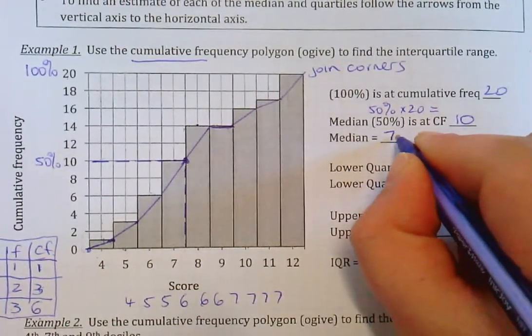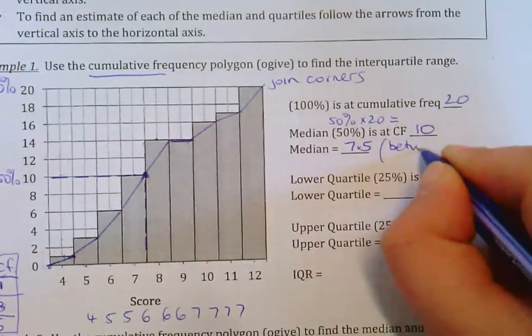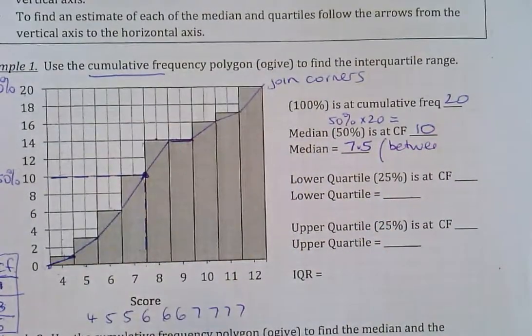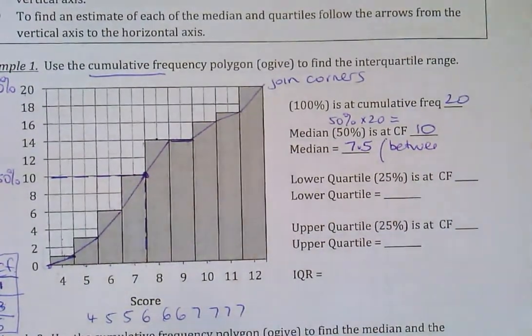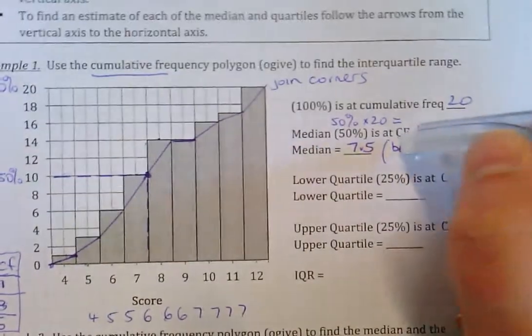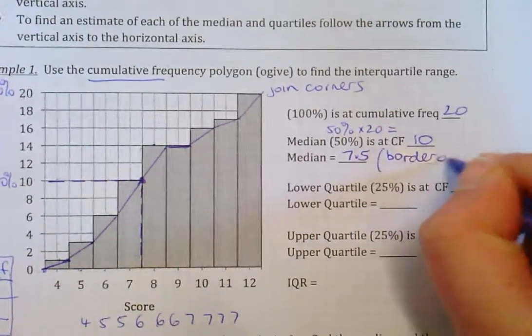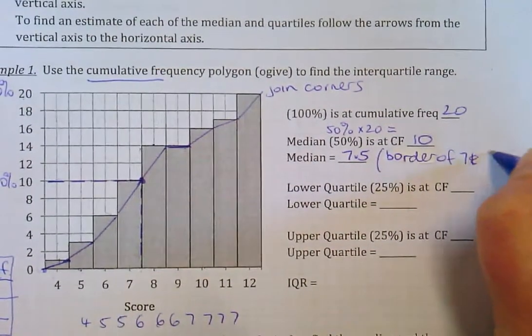So 7.5, because it's exactly on the border. Actually, I'm not even going to write between. I'm going to write on the border. It's on the border of the 7 and 8 columns. So please, that's really important, the median is on the border of 7 and 8.